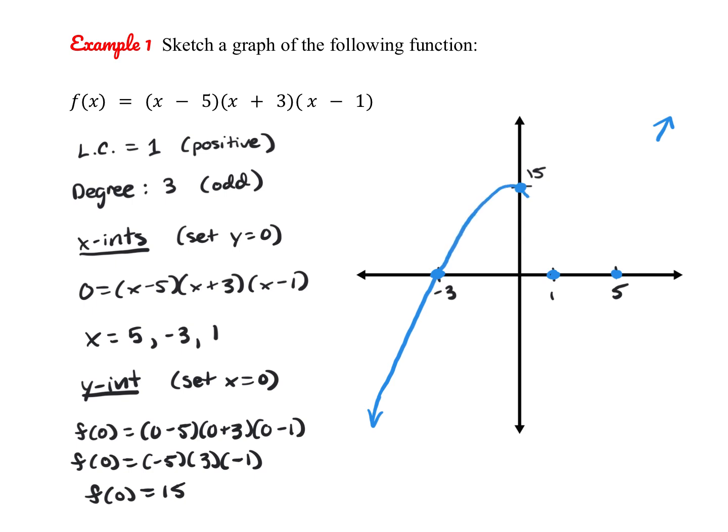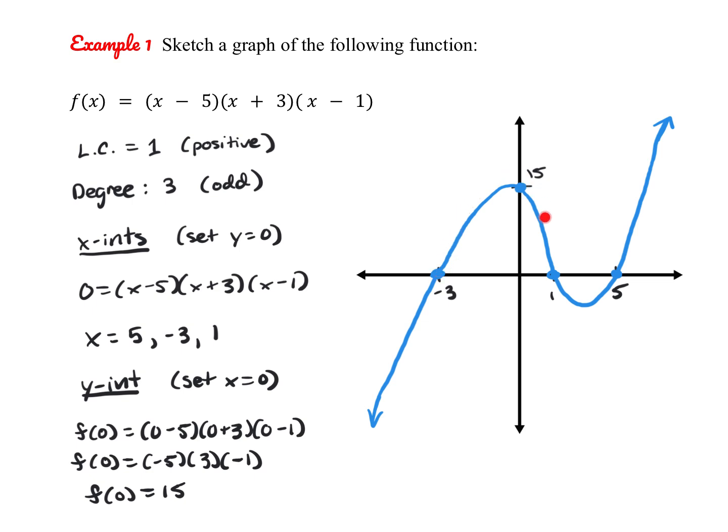I'm going to cross over here. I can cross at 1, and I can cross at 5. And there you go. So I do want to point out that this is a super, super, super rough sketch. For now, we're just focusing on end behavior, finding the zeros and the y-intercepts.